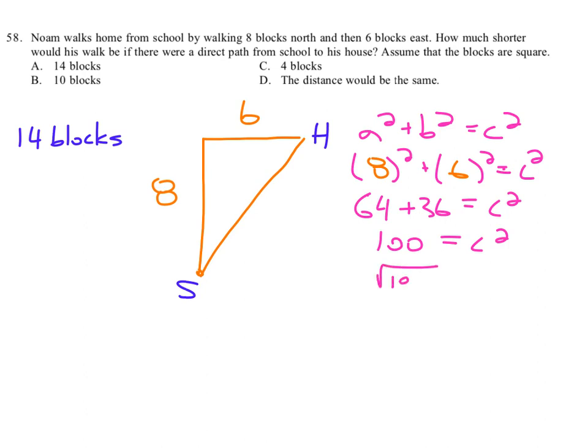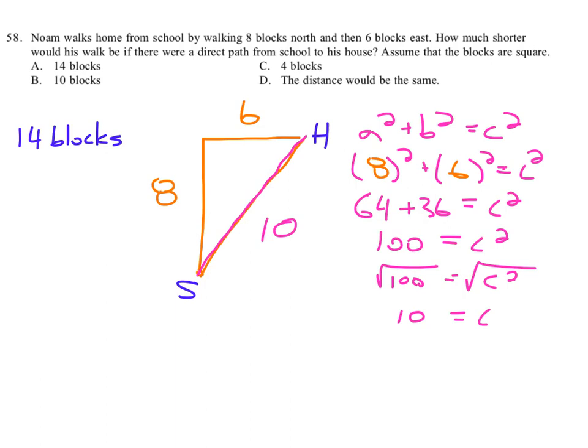That means then that the square root of 100 is equal to the square root of c squared. And of course, the square root of c squared is c, and the square root of 100 is 10. So he could have walked just 10 blocks if he had that straight street here. This would be 10.